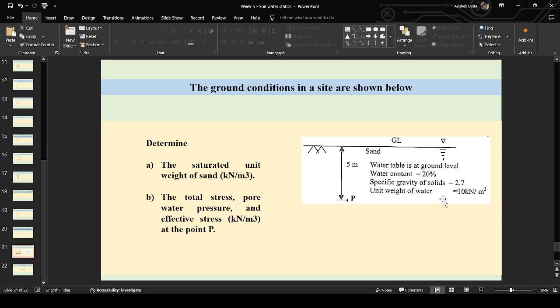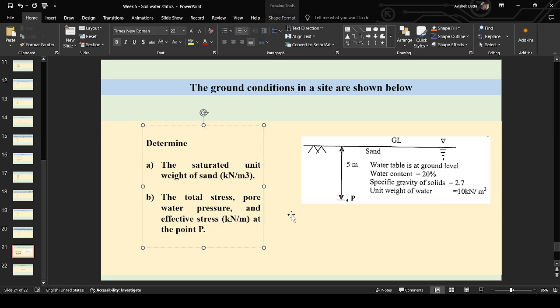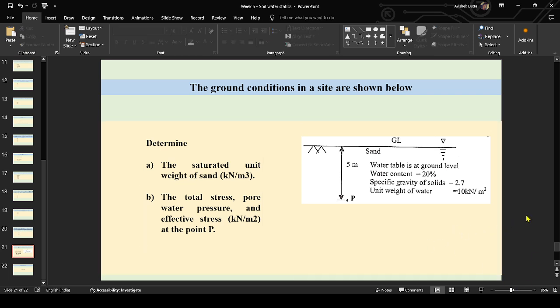Using these conditions as given in the figure, you have to determine the saturated unit weight of sand in kilonewton per meter cube first, and secondly the total stress, pore water pressure and effective stress in kilonewton per meter square at the point P.